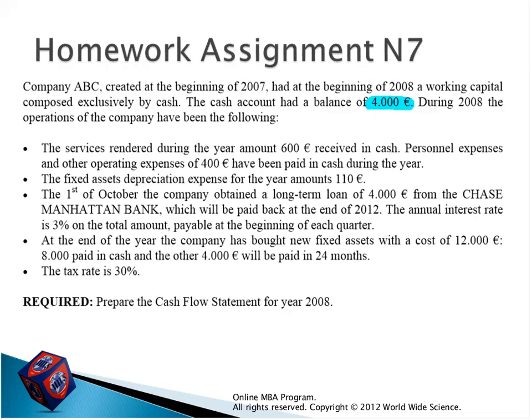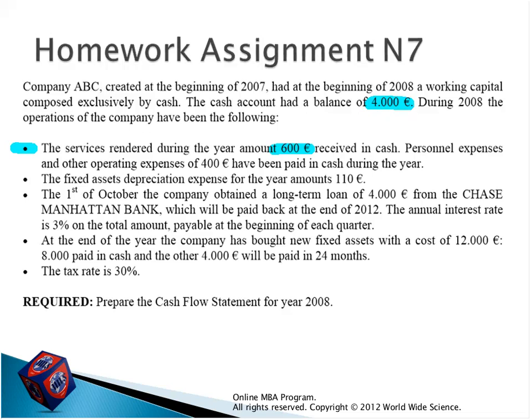During 2008, the operations of the company were as follows. Now here come the transactions which you must interpret and reflect in your cash flow statement. First one, the services rendered during the year amount of 600 euro received in cash. So that means we have received cash, which is a positive amount of 600, right?